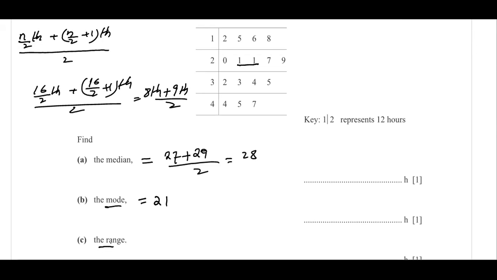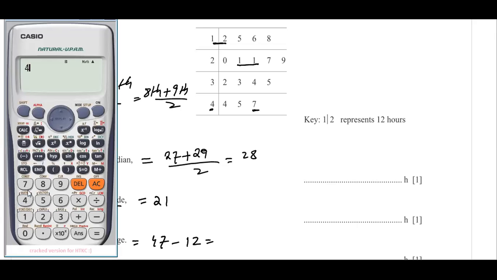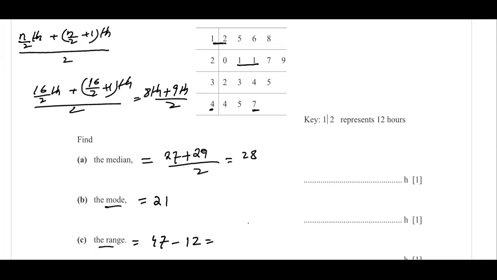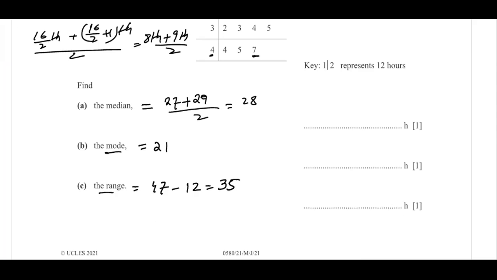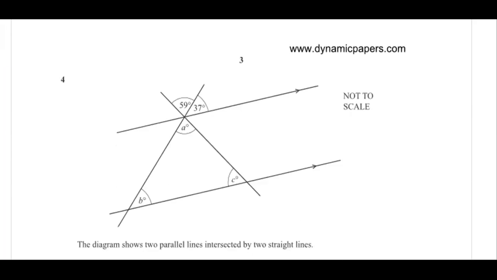Next one, you have to find the range. Range is always the highest value minus the lowest value. The highest value is the last one, 4 with 7, 47, minus the lowest value. This is the lowest value, 12. That gives us the range. So 47 minus 12 is 35. So 35 is the range. Again, the complete lesson for the stem and leaf diagram is available on the channel. You can go and watch that one as well.